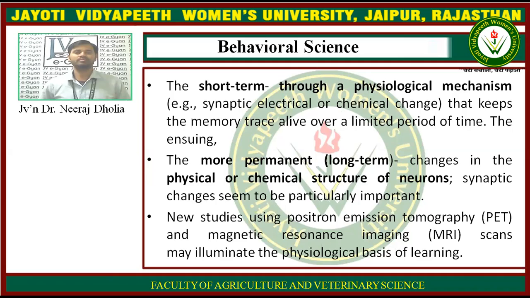If you want to convert short term memory into permanent memory, you need to give a permanent or repeated stimulus. Permanent learning involves more permanent and long term changes in the physical and chemical structure of neurons. So the stimulus again and again will make permanent changes in the neural connections, and that will create permanent learning or memory.